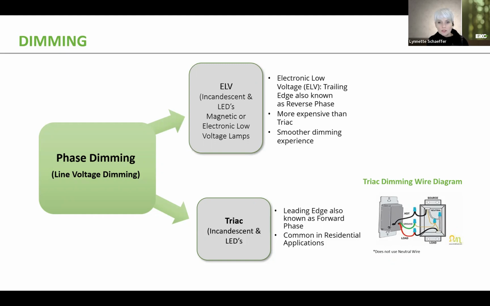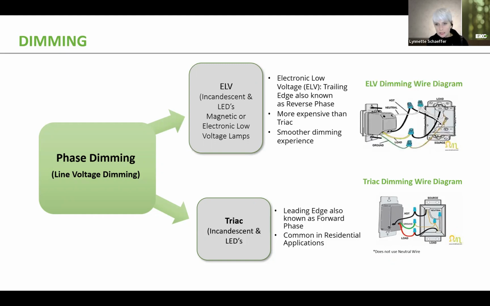Now, ELV dimmers require a neutral wire to be present, which could be an issue because some older buildings may not have this. As I mentioned, there are typically 2 or 3 wire situations when you look at just basic wiring. It's important to understand if the neutral wire is there because if it's not, then you have to do some wire pulling. It's not quite as easy to install. So if you want to use an ELV, you've got to make sure you've got the neutral wire there. If not, triac would be the simplest one to install.